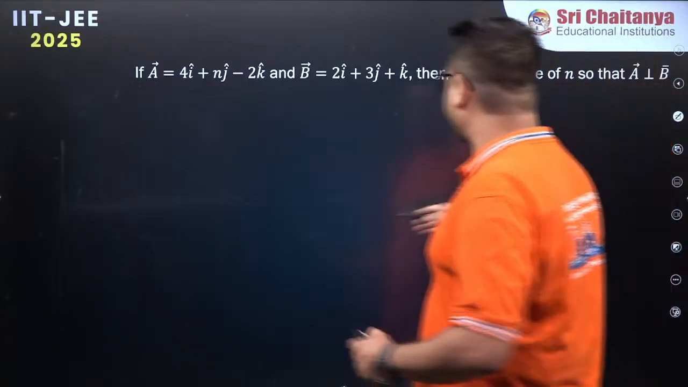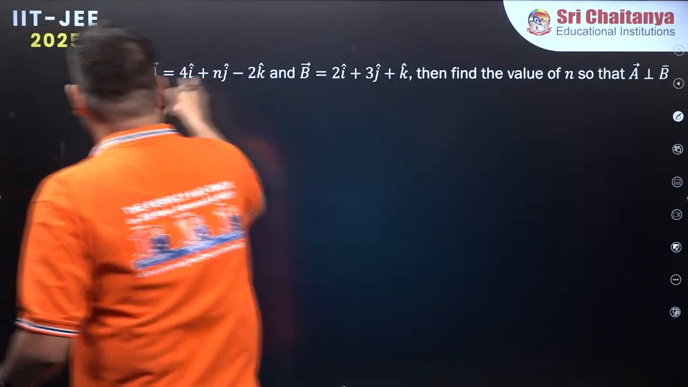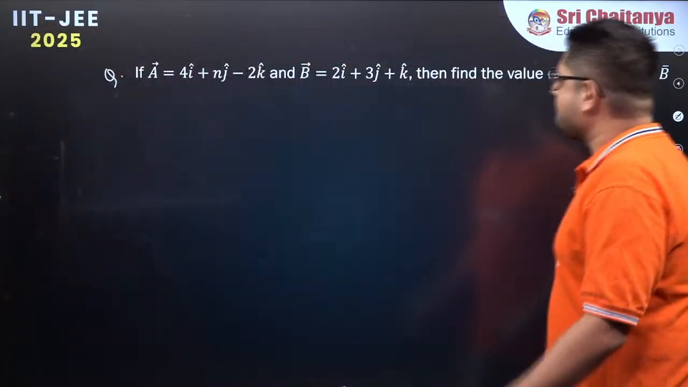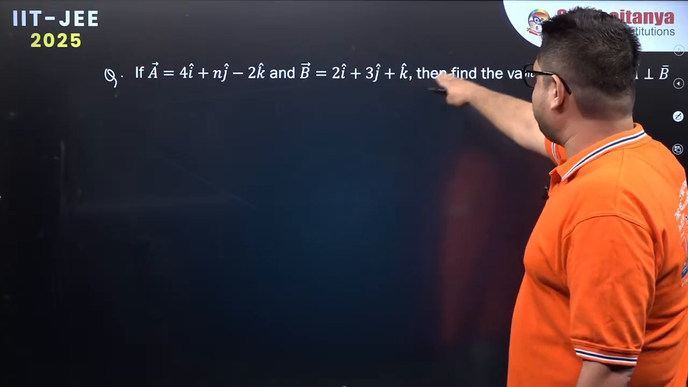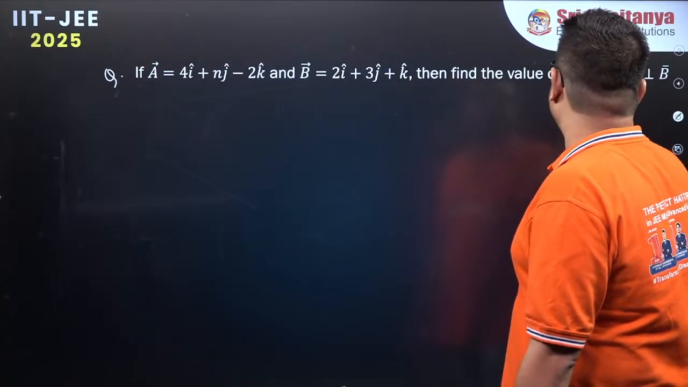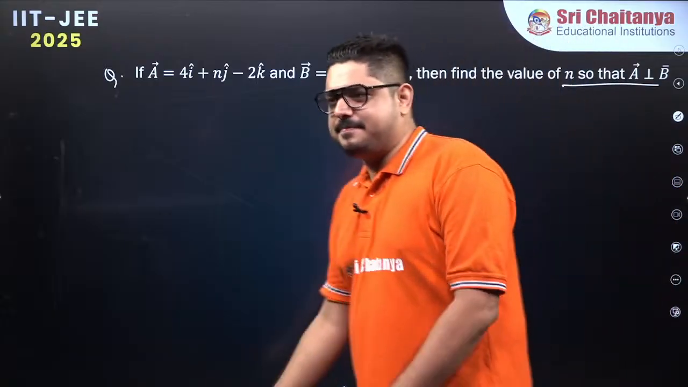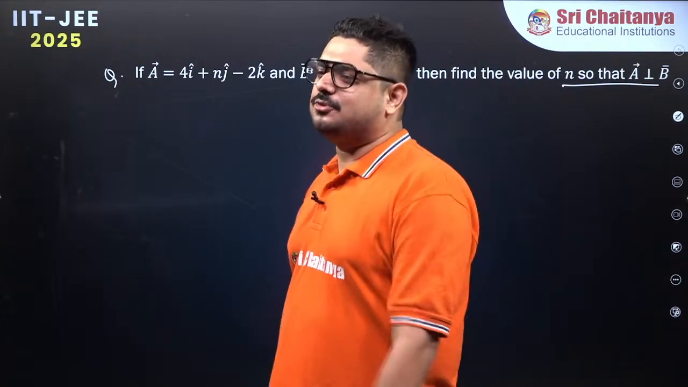Let's try to solve this question. If A vector is 4i cap plus nj cap minus 2k cap and B vector is 2i cap plus 3j cap plus k cap, then find the value of n such that A is perpendicular to B. So can anyone tell me the answer to this?